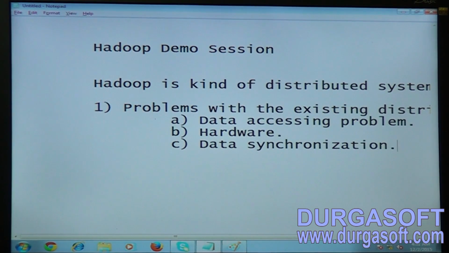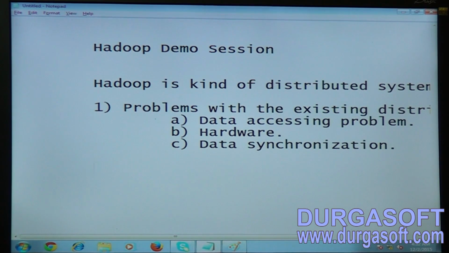Data synchronization means whenever we are trying to access or update certain records in the data which has been stored already, and some other process is trying to read the data, obviously the reading program will get some bad data. So for that we need to provide some data synchronization. We need to build some logic to address that problem. For that we require some complex coding.